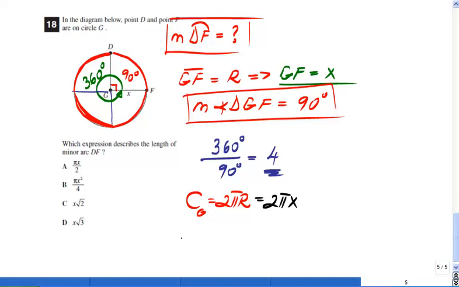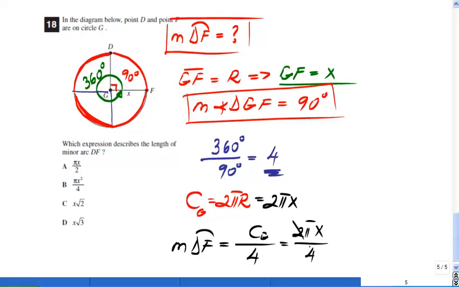Now, to find how big is the arc, what is the measure of my arc DF here, all I have to do is to take a fourth of the circumference of my whole circle, because 90 degrees is a fourth of the whole 360. The arc will represent a fourth of the whole circumference, right? And that will tell me how big is that arc. And I have what? 2 pi x over 4.